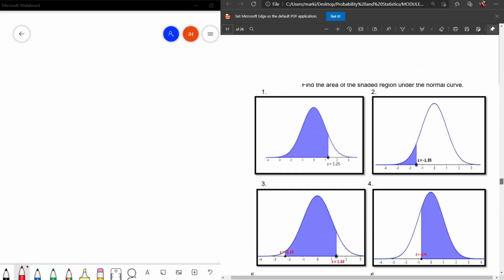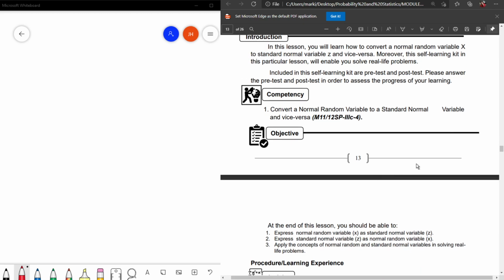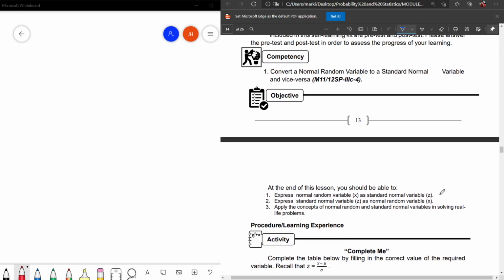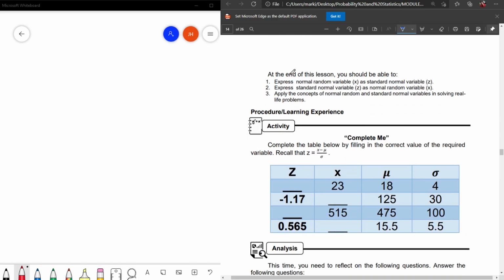This time I will be discussing this again. In this lesson you will learn how to convert a normal random variable x to a standard variable z and vice versa. Moreover, this self-learning kit in this particular lesson will enable you to solve real-life problems, of course. The competency is to convert a normal random variable to a standard normal variable and vice versa. So you have this expectation about this topic, this video.